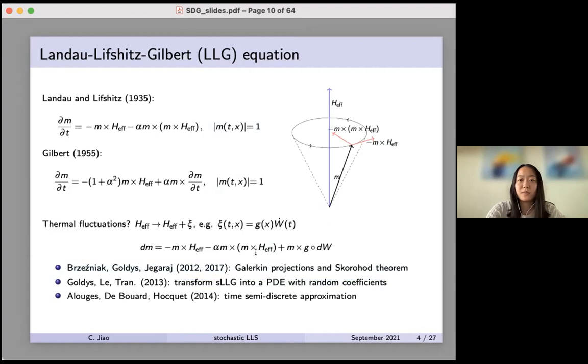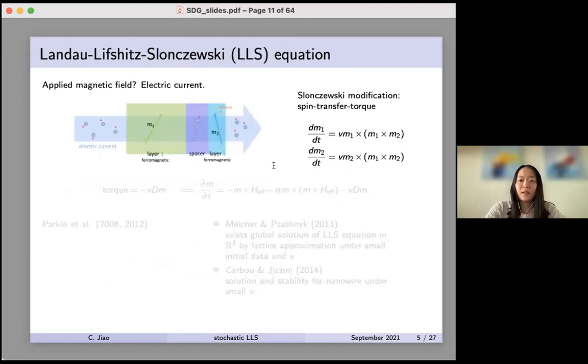So what is the Slonczewski modification? The Slonczewski modification essentially gives us a term called the spin transfer torque. The idea is that instead of applying a magnetic field to represent the external influence, we can also apply an electric current to bring in the external influence on the M vectors.